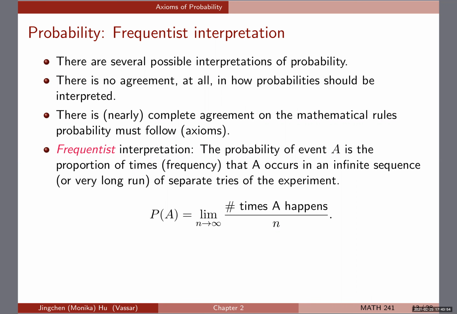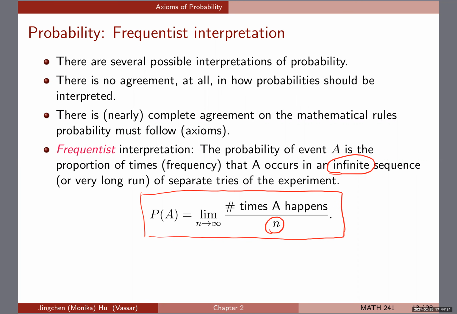So the frequentist interpretation goes this way: the probability of event A is the proportion of times, which is frequency, that event A occurs in an infinite sequence or a very long run of separate trials of this experiment. Notice we're talking about infinite. Of course, you cannot do an infinite number of times, but think about it going to infinity. Given that definition, we're going to express it mathematically here. So n, in the denominator, is the number of times you're going to do this experiment, and the limit goes as n goes to infinity. In the numerator, it's going to be the number of times A happens, which is the frequency.